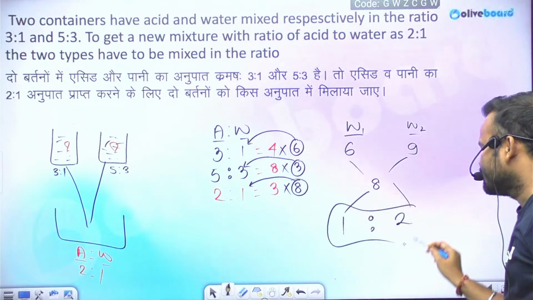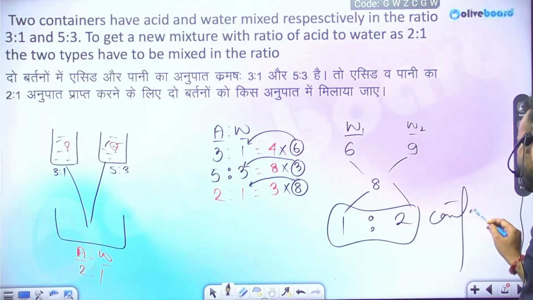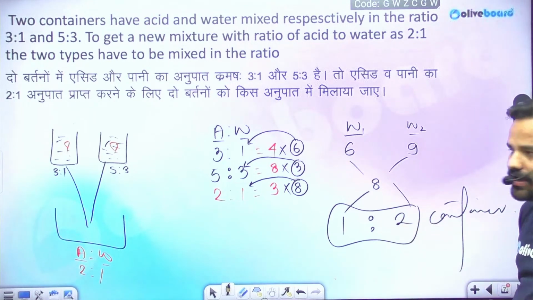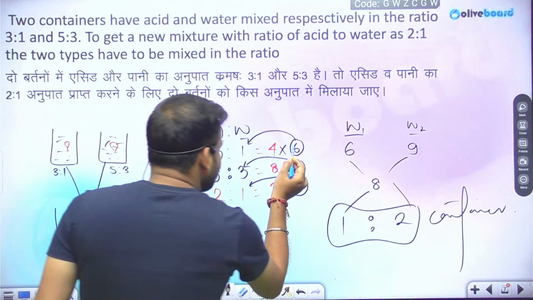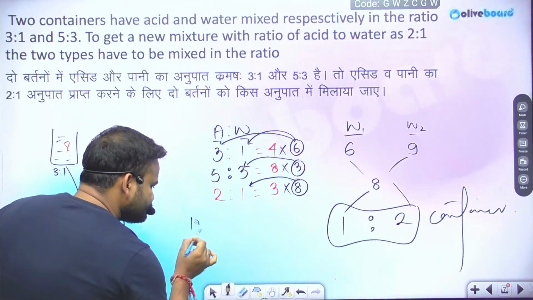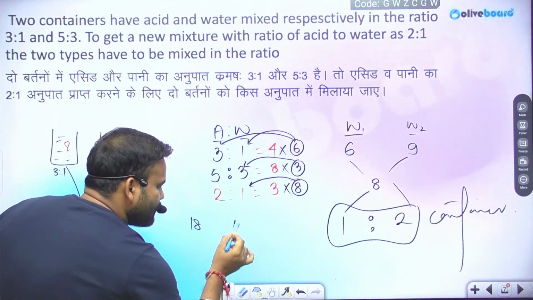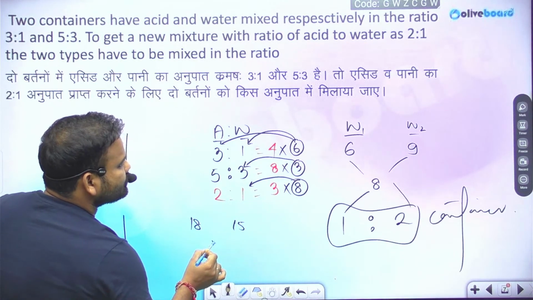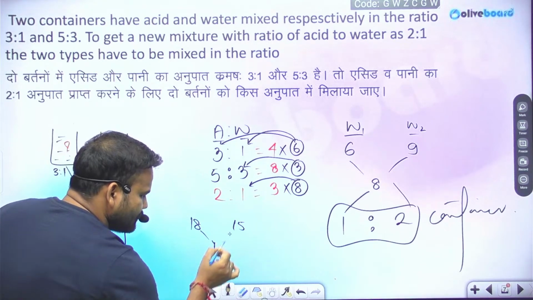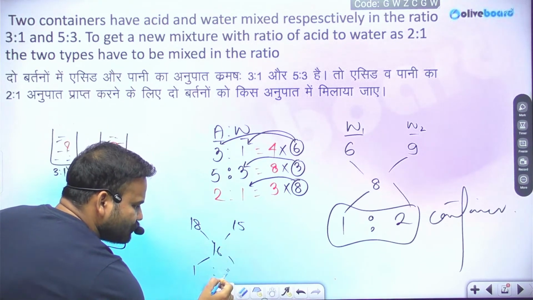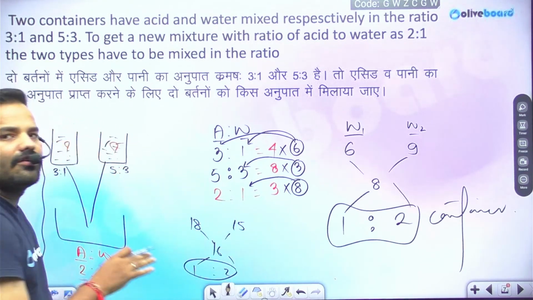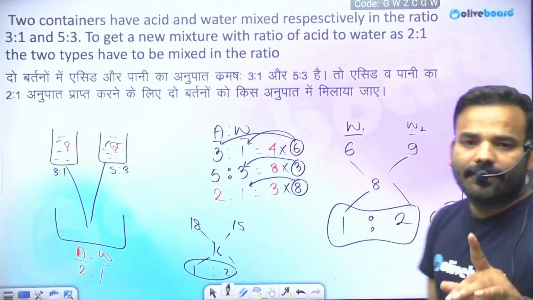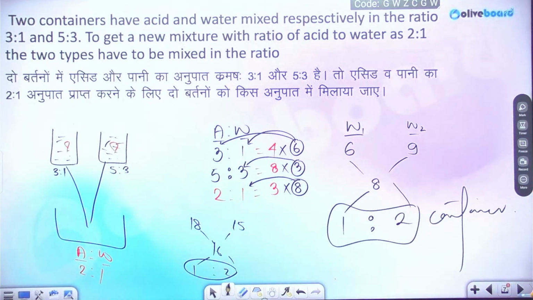So both the containers were mixed in the ratio of, this is not the ratio of water, this is the ratio of containers. Even you can use the milk part. 6 times of 3 is what? 18. 3 times of 5 is what? 15. And this is what? 16. Put the ratio. This is 1 and this is 2. Take either milk or water, you will be getting the same result. Is it clear? Everybody clear? Very good.